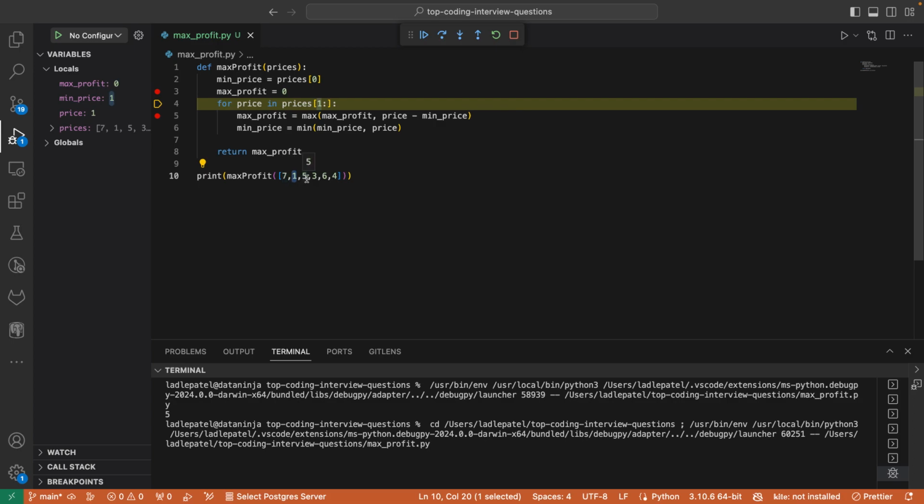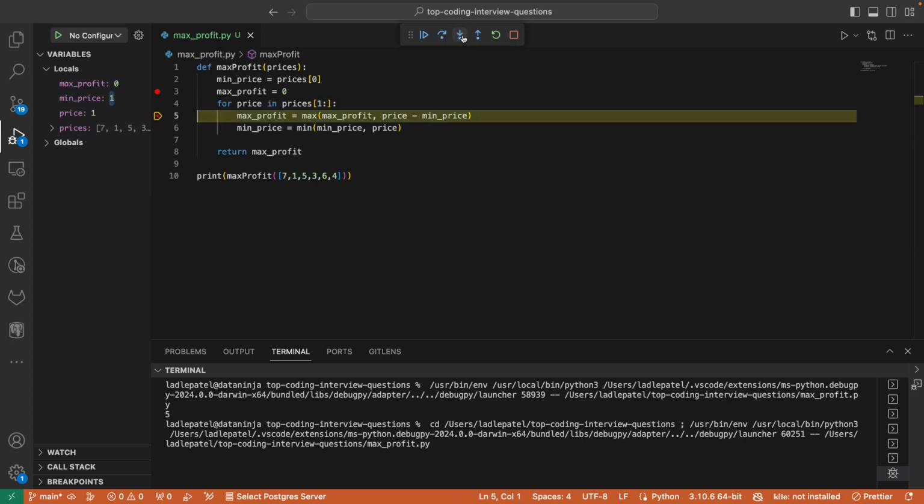Now you check these values. Next element: now the current price is 5. The current price 5 minus the minimum price, which is 1, right? And what's the maximum profit? The maximum profit was 0 before. Now you will get 4. So what is the maximum among these? The maximum profit was 0, and now it becomes 4.